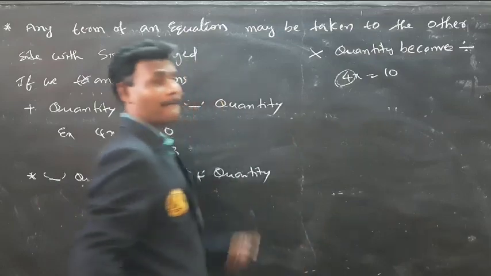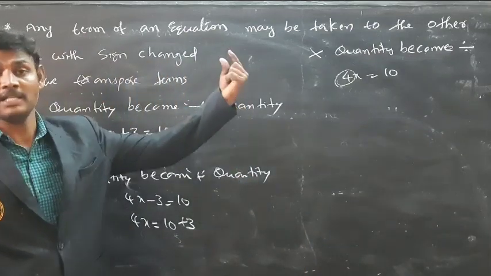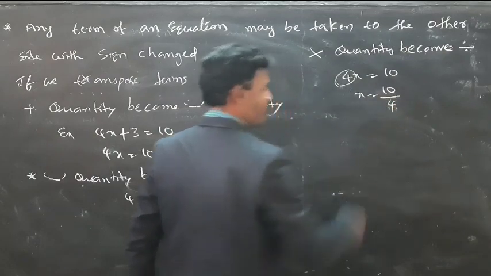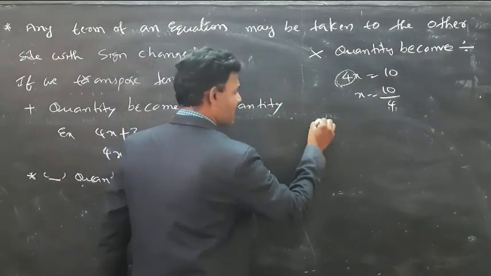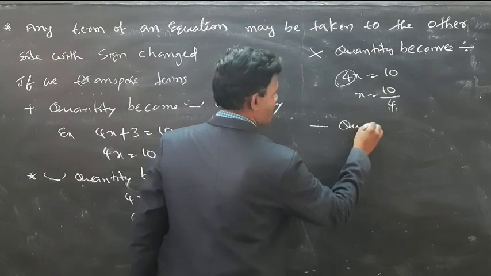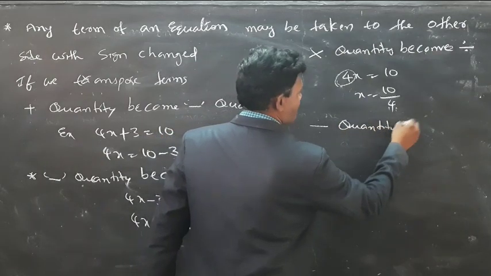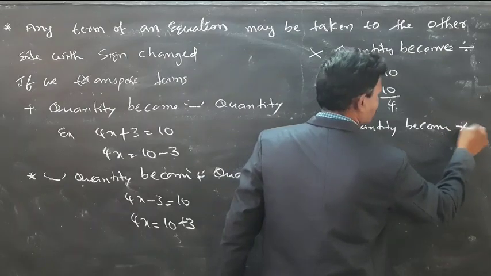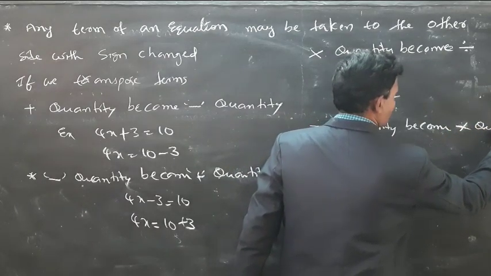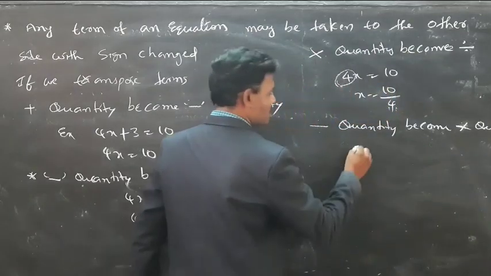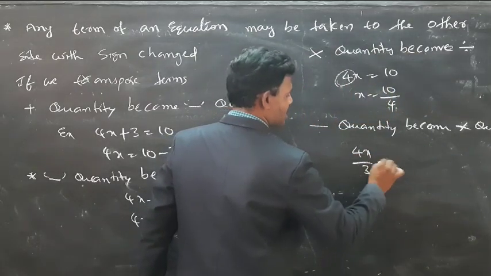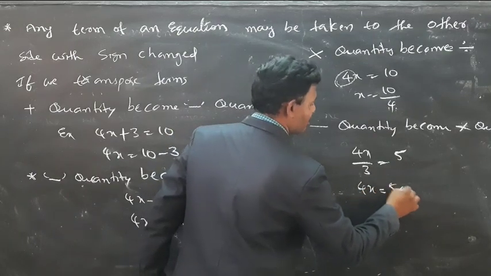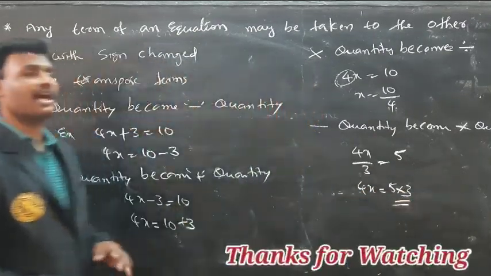Now 4 is in multiplication. It became a division. So what can we write? X is equal to 10 by 4. Similarly, a division quantity becomes an into quantity. It means 4x by 3 is equal to 5. What do we get here? 4x is equal to 5 into 3. So these are the rules to transpose.